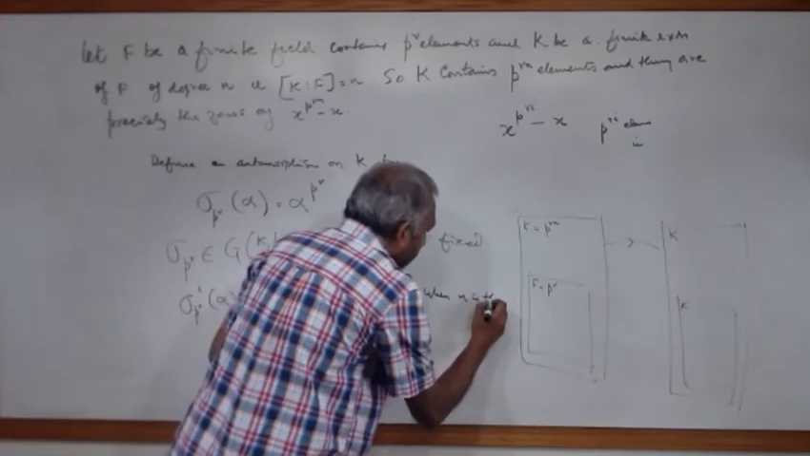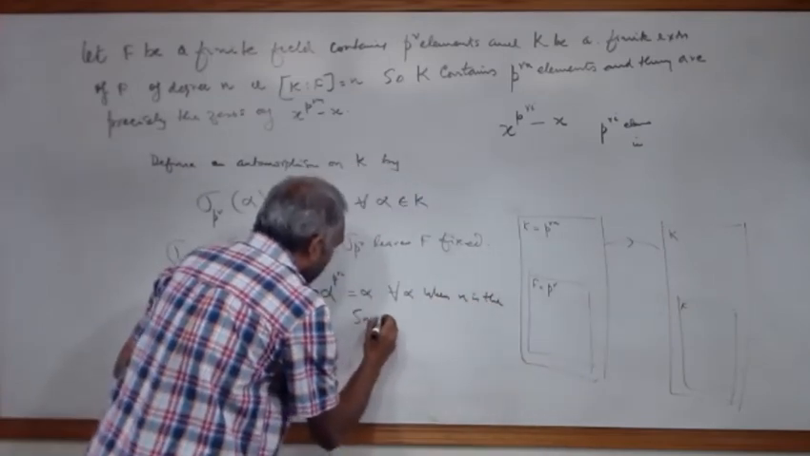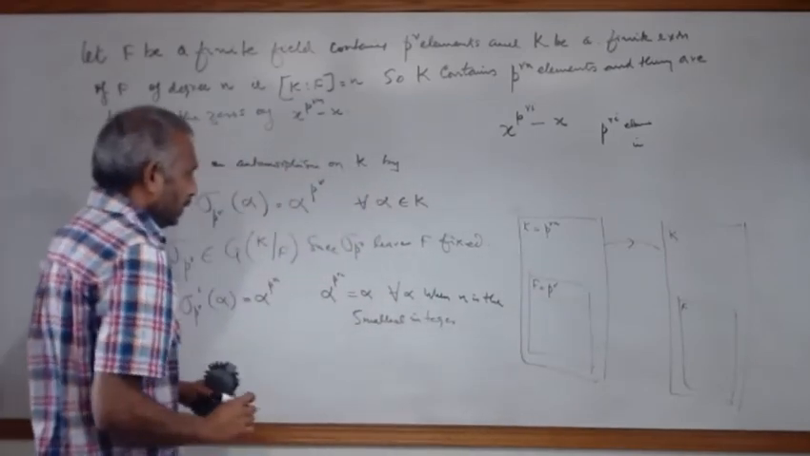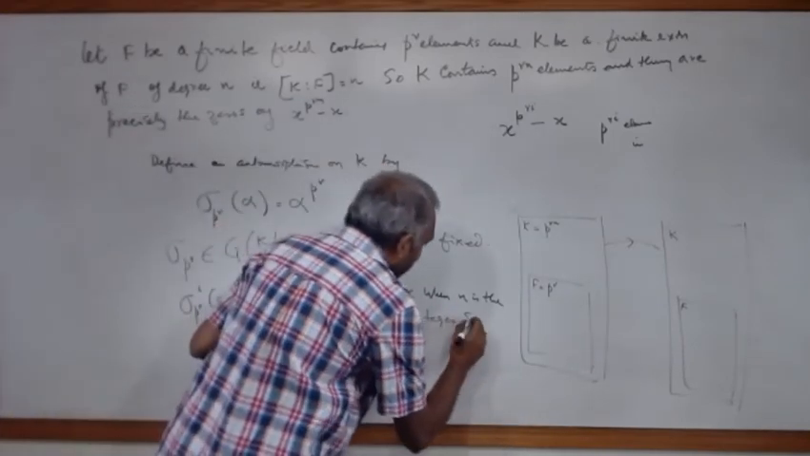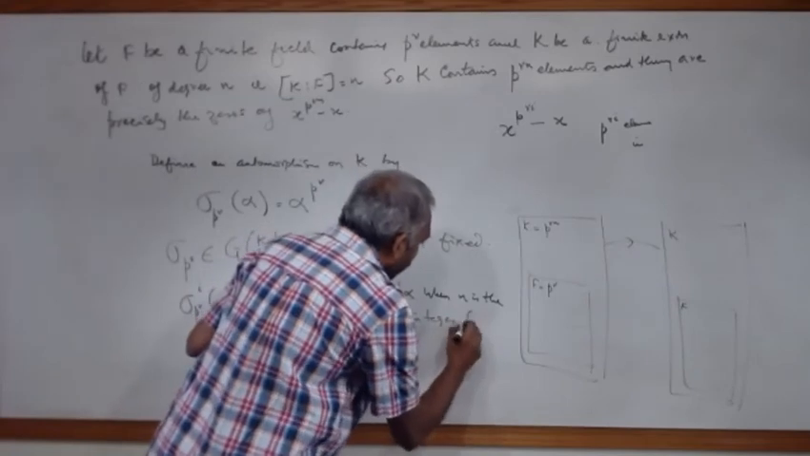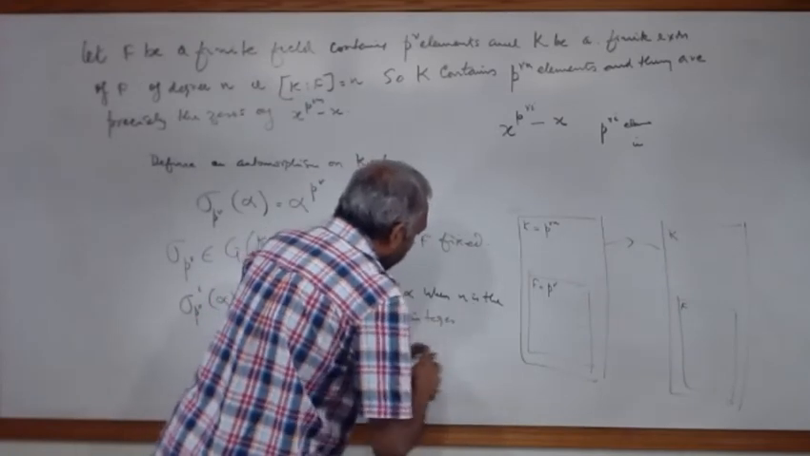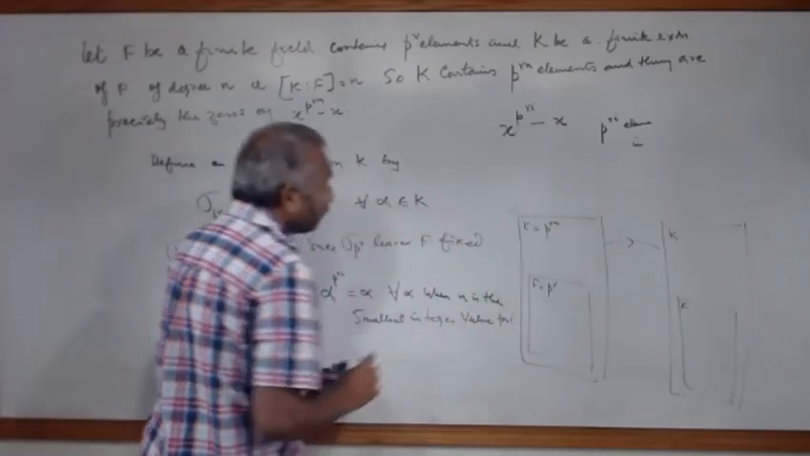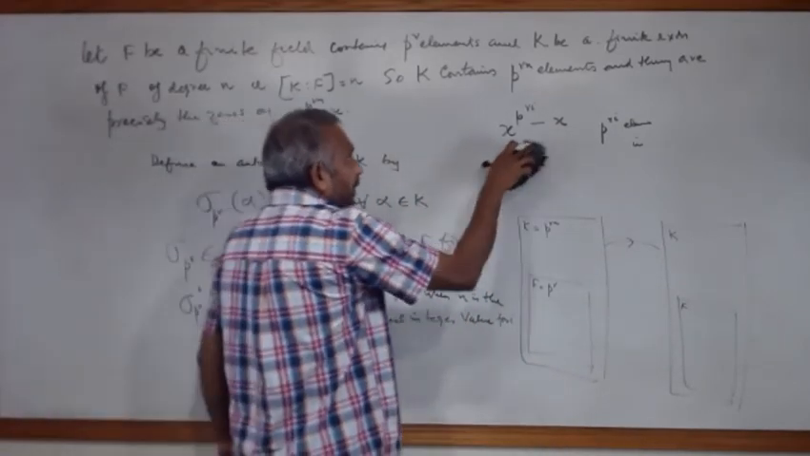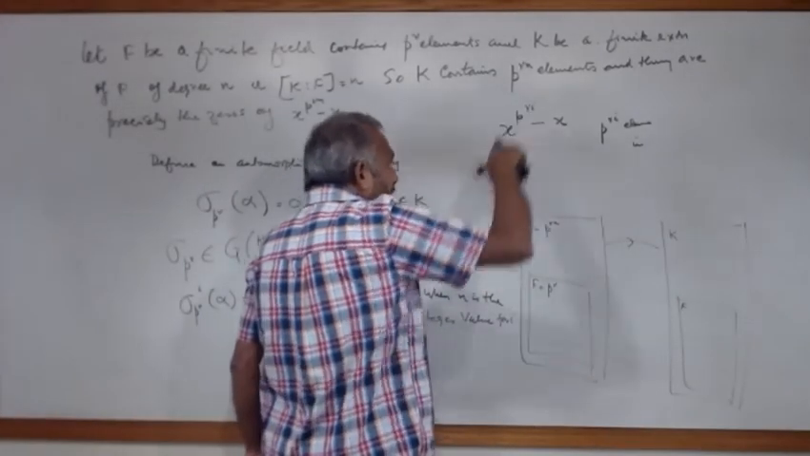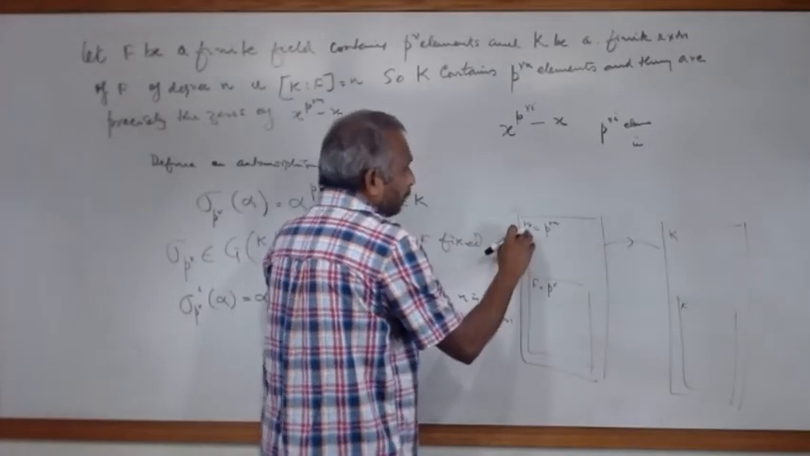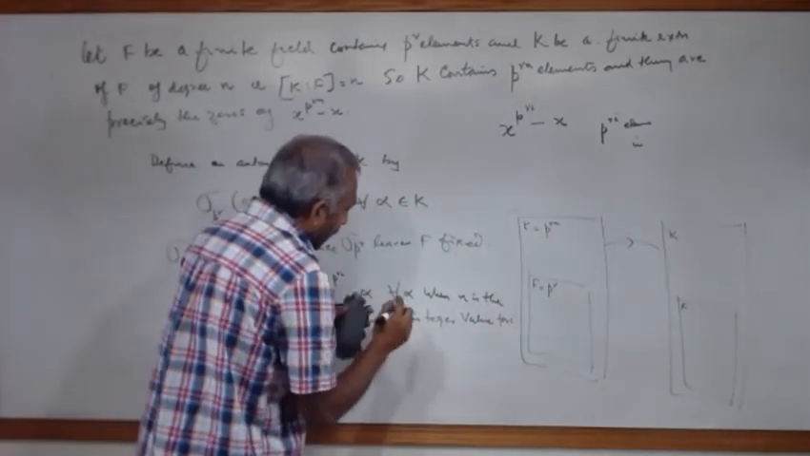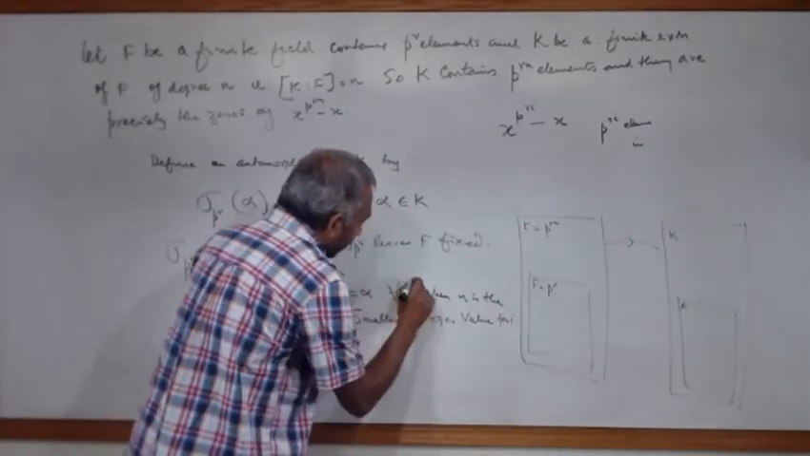So, for all alpha, when n is the smallest integer value for i. Because this contains only p to the power of r i elements, but we need to collect all the elements of K. Then only it will be all alpha in K. Sorry.